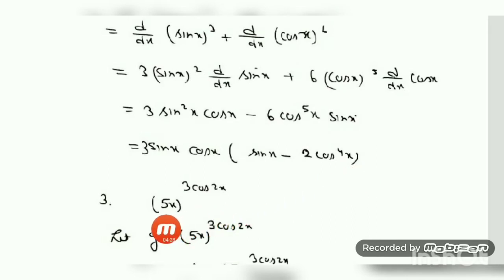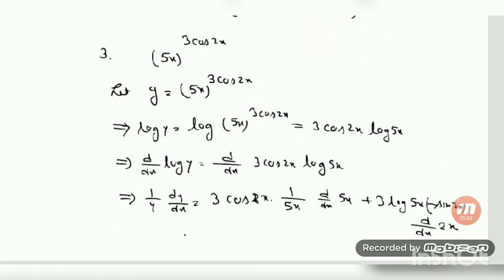Next you see the next question is (5x) to the power 3 cos 2x. So in this case, as we see, the power is a variable. Hope you understand what method of differentiation you can apply here. Yes, you have to apply logarithmic differentiation, because the power is a variable. So I name it as y. y is equal to (5x) whole to the power 3 cos 2x.